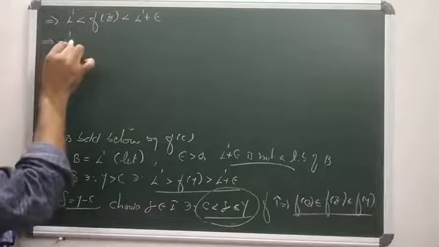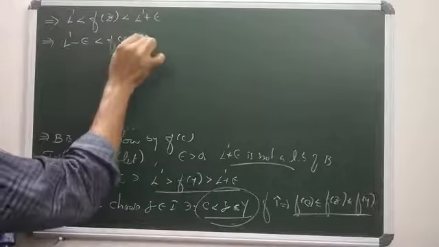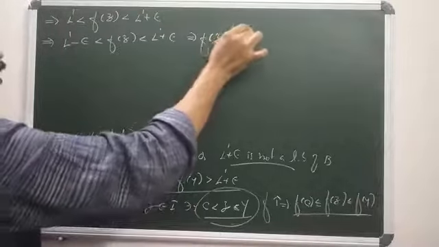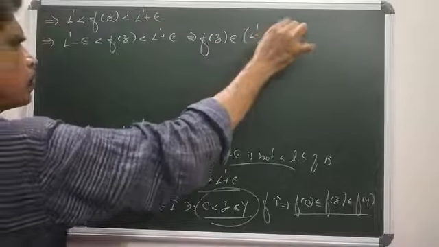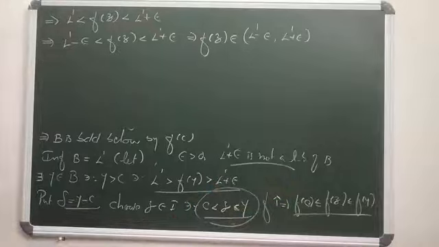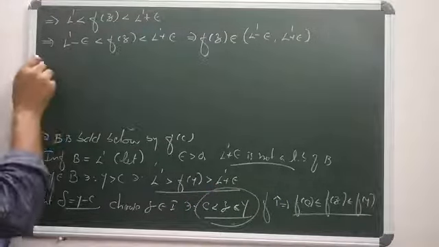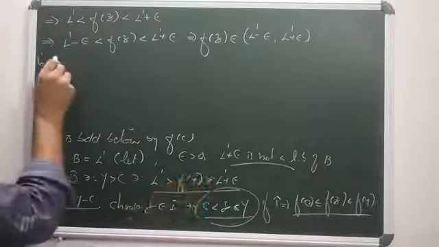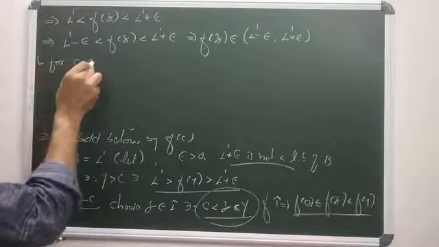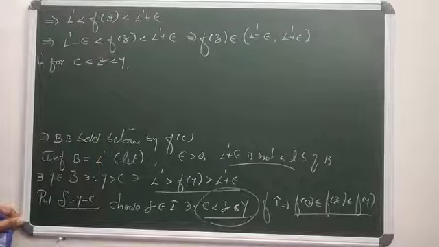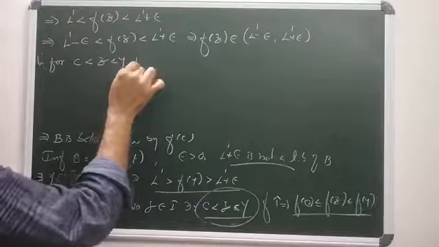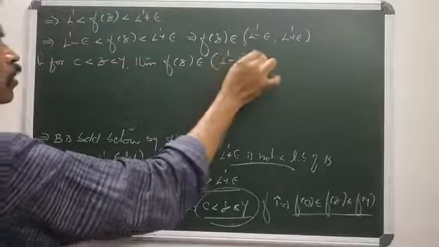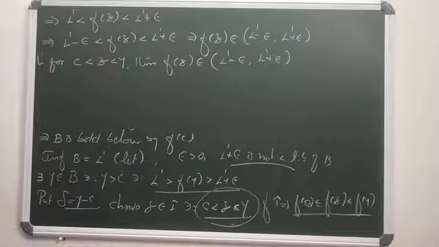This means L' − ε < f(z) < L' + ε. That is, f(z) lies in the open interval (L' − ε, L' + ε). So when z lies between c and y, that is, for c < z < y, z belongs to I, then f(z) lies in the open interval (L' − ε, L' + ε). Agree?